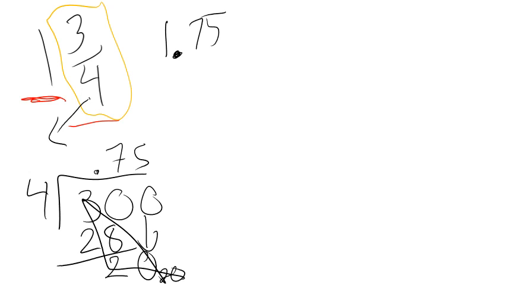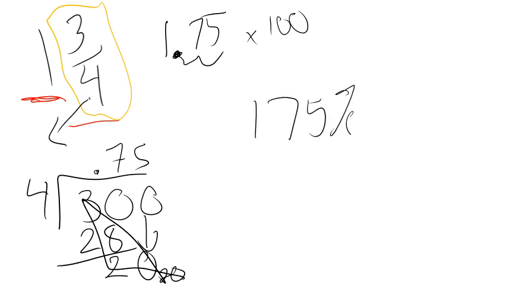Okay, to convert a decimal into a percentage, multiply by 100. Okay, when we do that, we're essentially taking the decimal and moving it 2 spots over, so we get 175%.